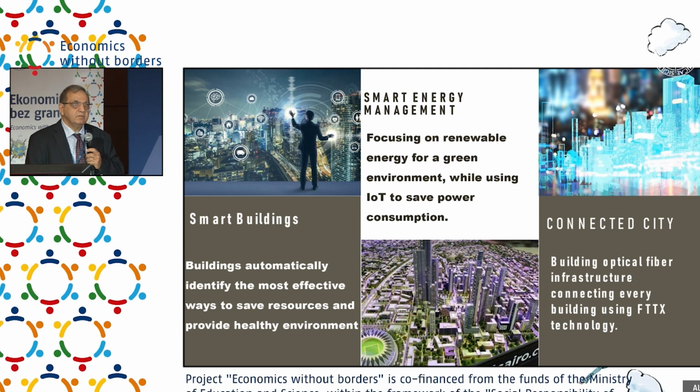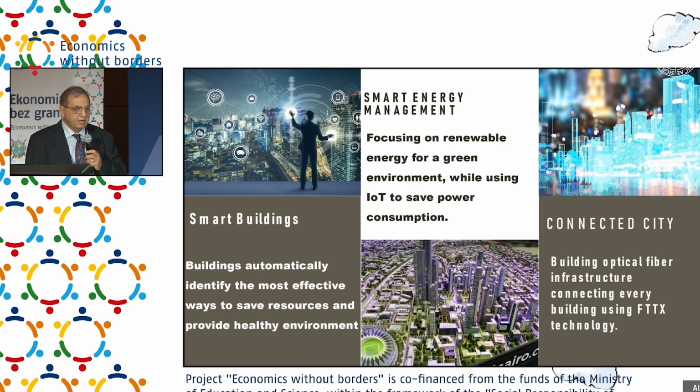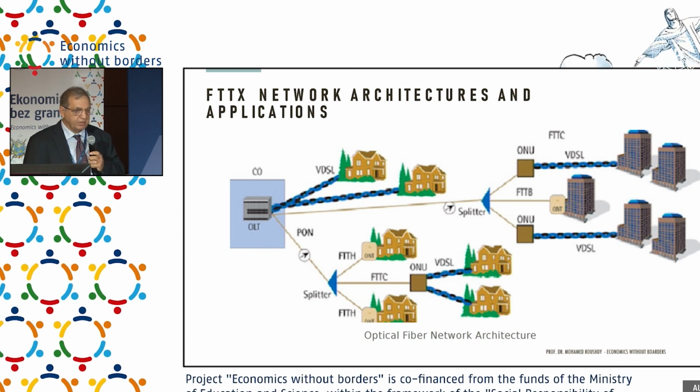Also, in a smart city there are smart buildings. Smart buildings automatically identify the most effective ways to save resources and provide a healthy environment. Smart energy management focuses on renewable energy for a green environment, while using IoT, the Internet of Things, to save power consumption. The connected city: building optical fiber infrastructure, connecting every building using FTTX technology. What is the FTTX network architecture and application using optical fiber?